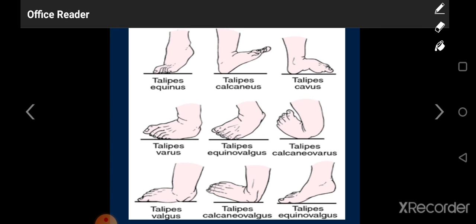So these are the different talipes of the foot: talipes equinus, talipes calcaneus, talipes cavus, talipes varus, talipes equinovarus, talipes calcaneovarus, talipes valgus, talipes calcaneovalgus, talipes equinovalgus.